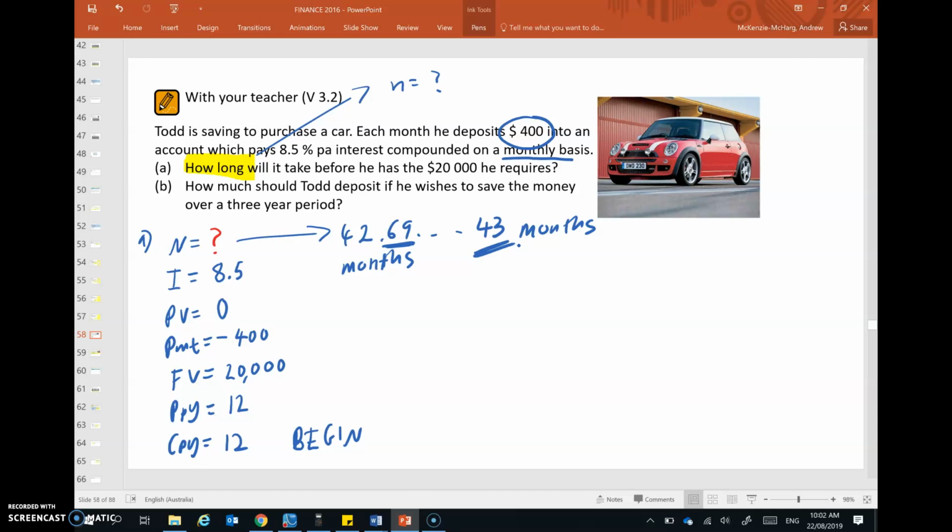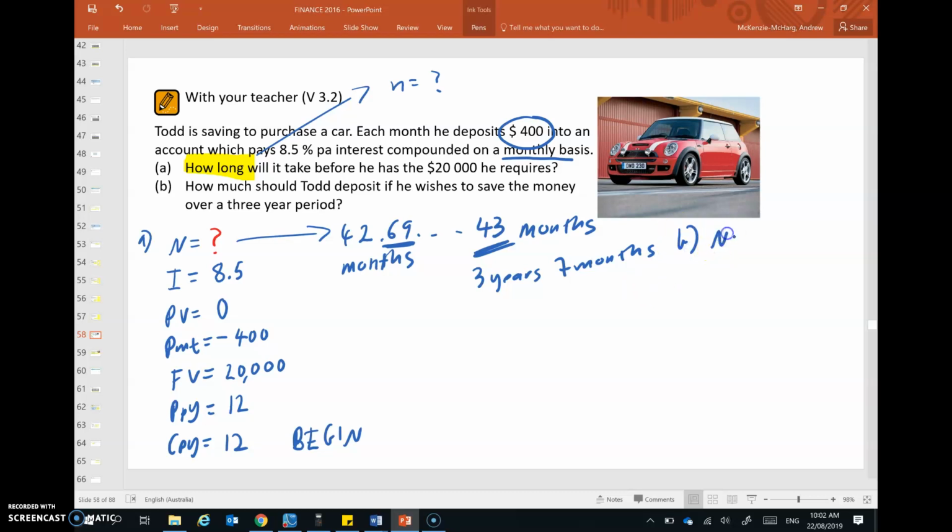Okay, now rather than doing that in 43 months, Todd wants to do this in 3 years. How long is 43 months? Well, 12 months for a year, 24 months for 2 years, 36 months for 3 years, and 43 take 36 is 7, so it's 3 years and 7 months. Todd's decided, no, I want to do it more quickly than that. I want it to only take 3 years. So we'll do this one on the calculator as well.